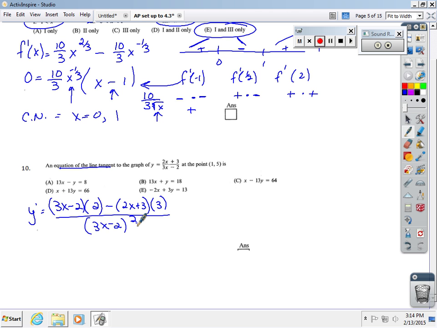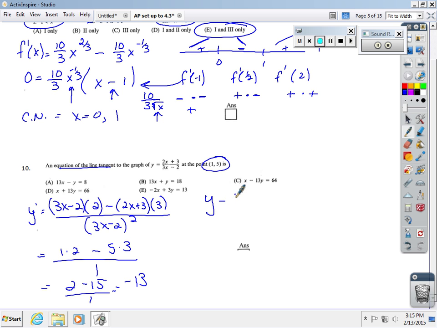You can substitute the point (1, 5) in at this point, or you can simplify. It doesn't really matter, because we just really want the slope now. So I'll just plug in 1 for x. When I plug in a 1 here, that's going to be 3 minus 2, which is 1 times 2. When I plug a 1 in here, that's a 5 times 3. And a 1 in here is going to be 1 squared, which is 1. So that's 2 minus 15 over 1, which is negative 13.